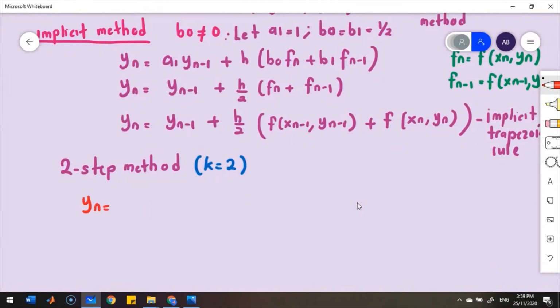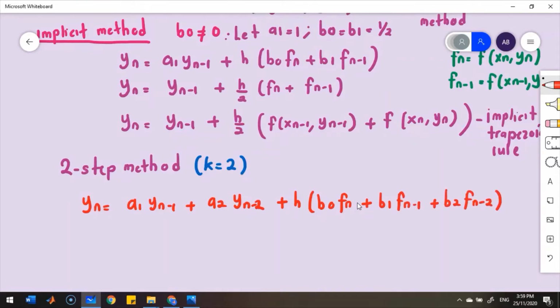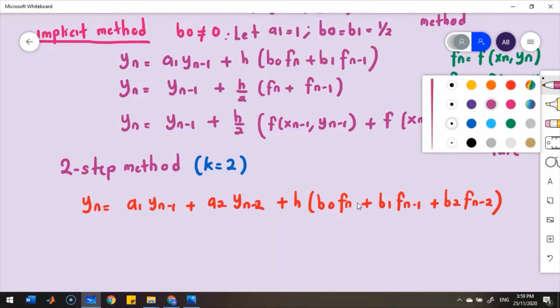So I have yn equals a1 yn minus 1 plus a2 yn minus 2 plus h times b0 fn plus b1 fn minus 1 plus b2 fn minus 2. This is the general form you can get for a two-step method. A two-step method can be complicated because we want to find the choice of the method. These choices have already been found by people; you cannot simply find the variables yourself. I'm showing you some that people have found.